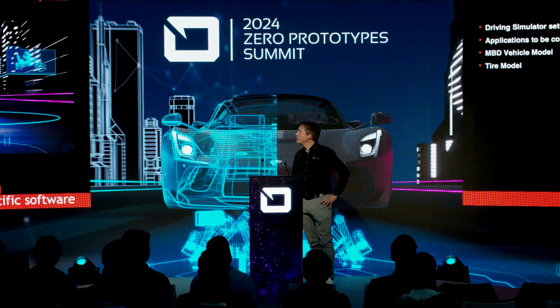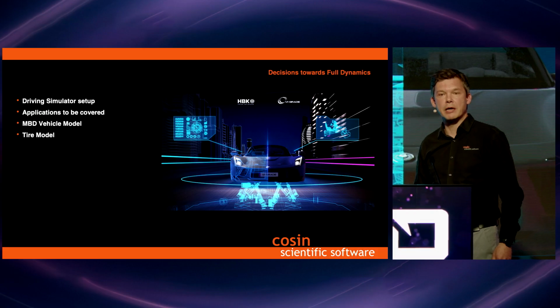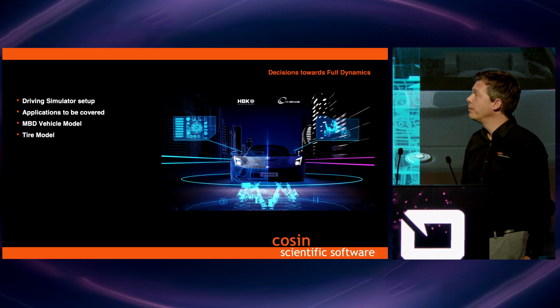We have seen many presentations in the past 2 days, and we see that many decisions have to be made towards full dynamics. So you have to define your driving simulator setup, where VI-Grade has a lot of driving simulator offerings. You need to look at which driving simulator matches the applications that need to be covered. You look at the MBD model, so the vehicle model. And last but not least, you have to make your decision about what tire models should be chosen.